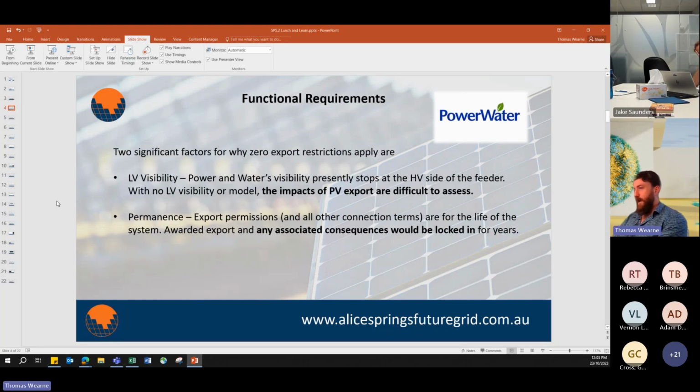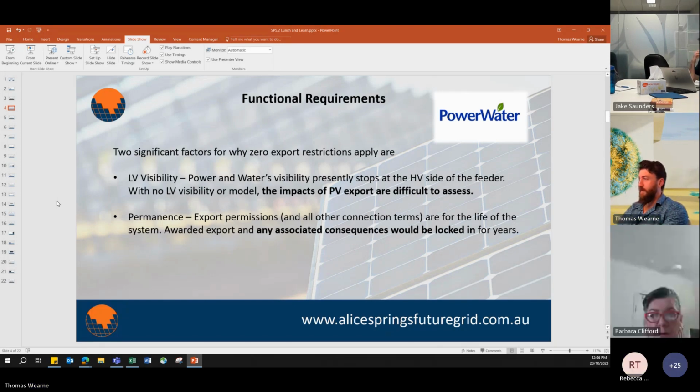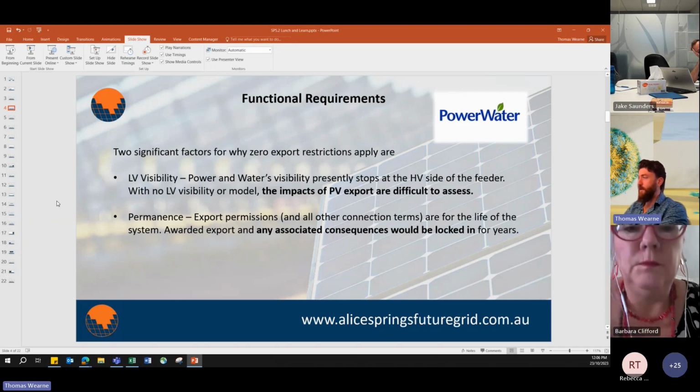A couple of the factors as to why zero export restrictions have historically applied are LV visibility, so low voltage visibility, the ability to look at the part of the network where the embedded generation exists and understand what the impacts would be of that export on neighbouring assets or other people's systems or other people's houses. And then also the permanence. All of the connection agreement terms are for the life of the system. If we grant somebody the right to export when they connect a system today, we're locking in any associated consequences with that export for 10 or 15 years of the life of the system.